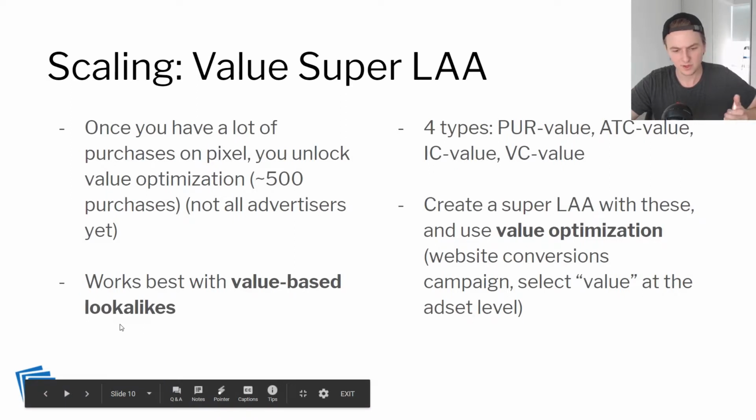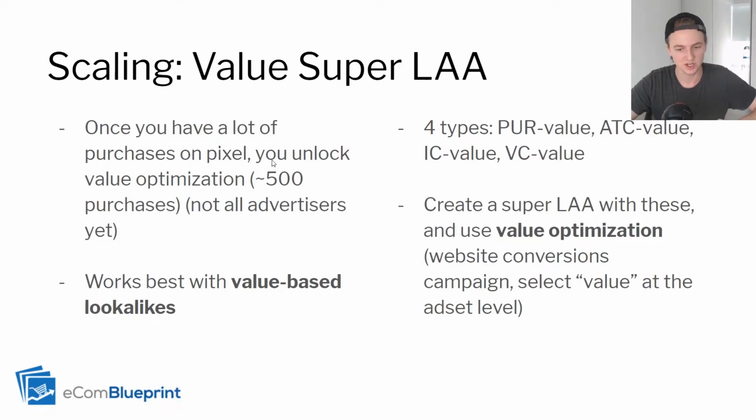Value-based lookalikes work really well, and they also work best with value optimization. And that's what I wrote here. Once you have a lot of purchases on your pixel, you unlock value optimization. I think it's at around 500 purchases. I'm not sure, but for the new store that I was working on with the 2.0 case study that I'm going to talk about in the next module, I unlocked value optimization once I hit about 500 purchases. It's not available to all advertisers yet, because for that other brand that I showed you, that I've spent hundreds of thousands on, I still don't have value optimization. I'm not 100% sure how they're rolling this out yet, but if you have value optimization, it works well, and it works best with value-based lookalikes.